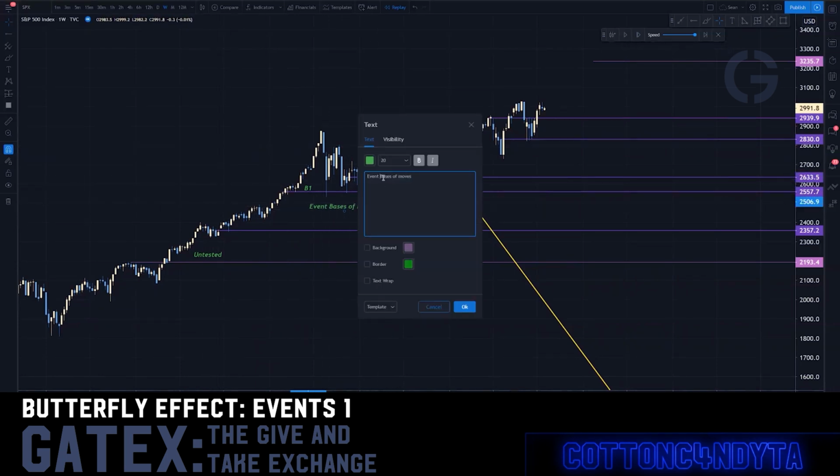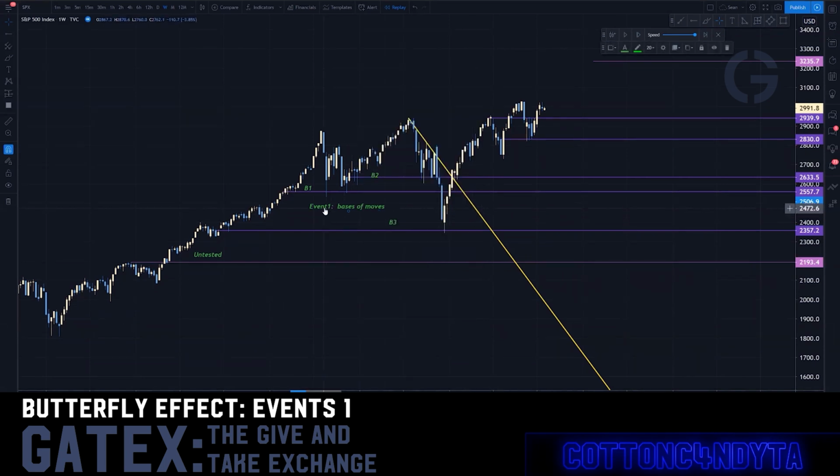I don't know why I capitalized that B. That's fine. Going to do like this, event one, bases of moves, right? So you have the base of a move here. You have the base of a move here. The next base that presumably could be created is down here. So when you lose this base, that's where your gap exists, right?